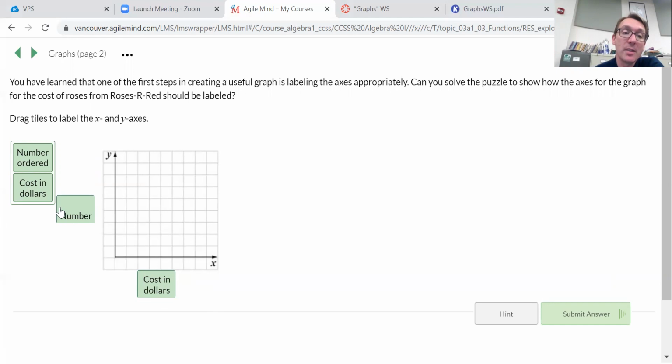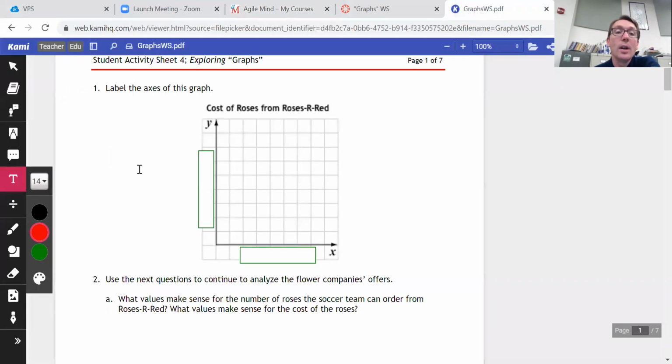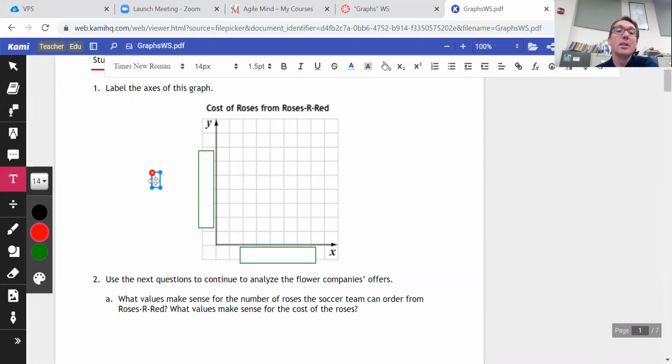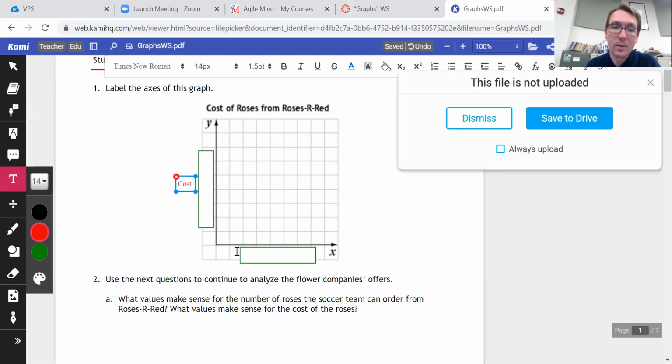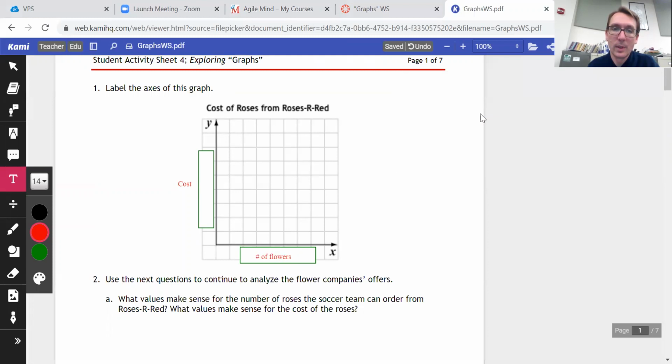So we just said the cost depends on how many flowers. So this right here, cost, it's dependent. It's supposed to go there. Whereas the number that you order, that's independent. That's what causes the cost to change. And so this is our setup we want. Just so you know, I already downloaded this assignment. That's the first thing we need to do. We need to write that this is the cost. And this right here is the number of flowers. Boom. If I could write sideways, I would, but it's not worth it. So we just get that.